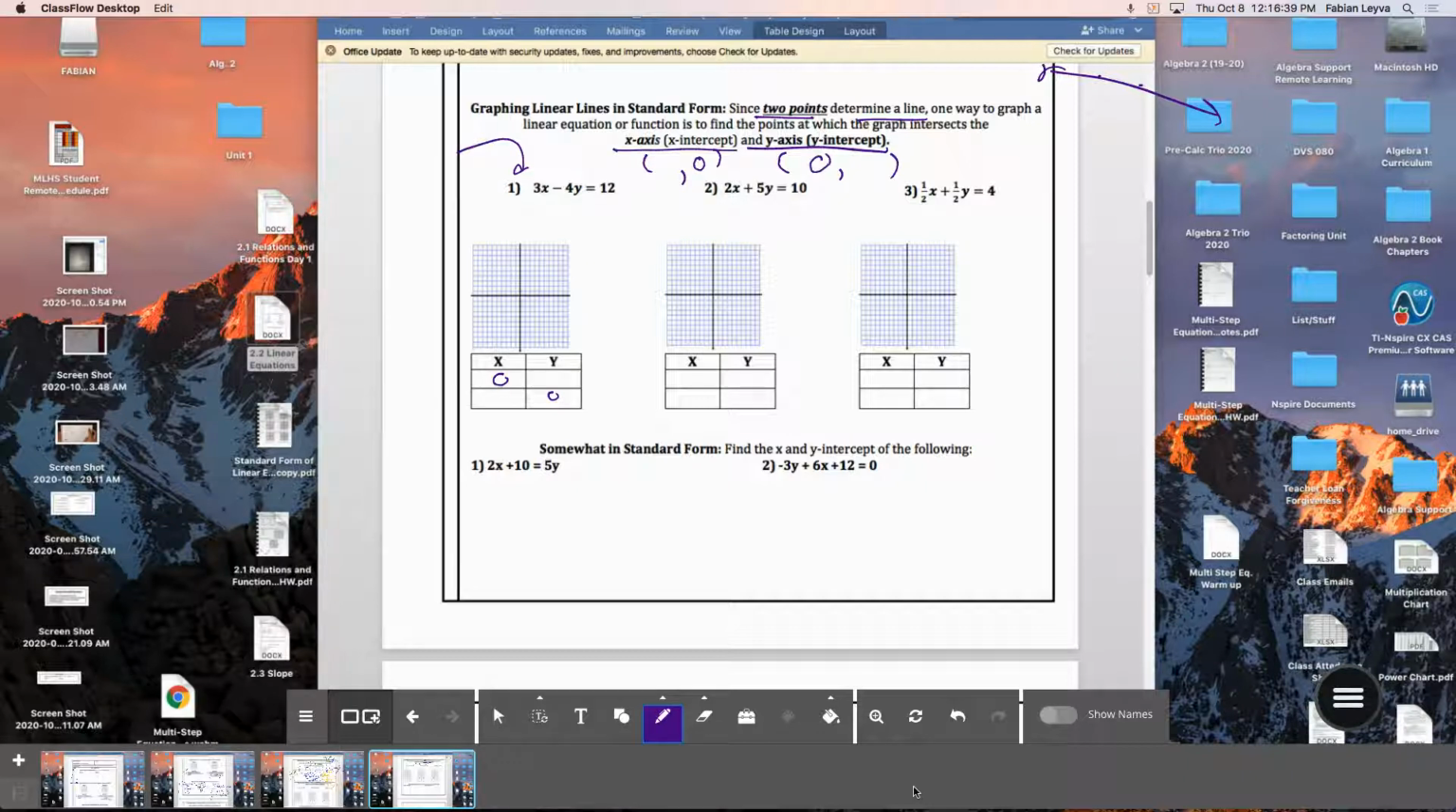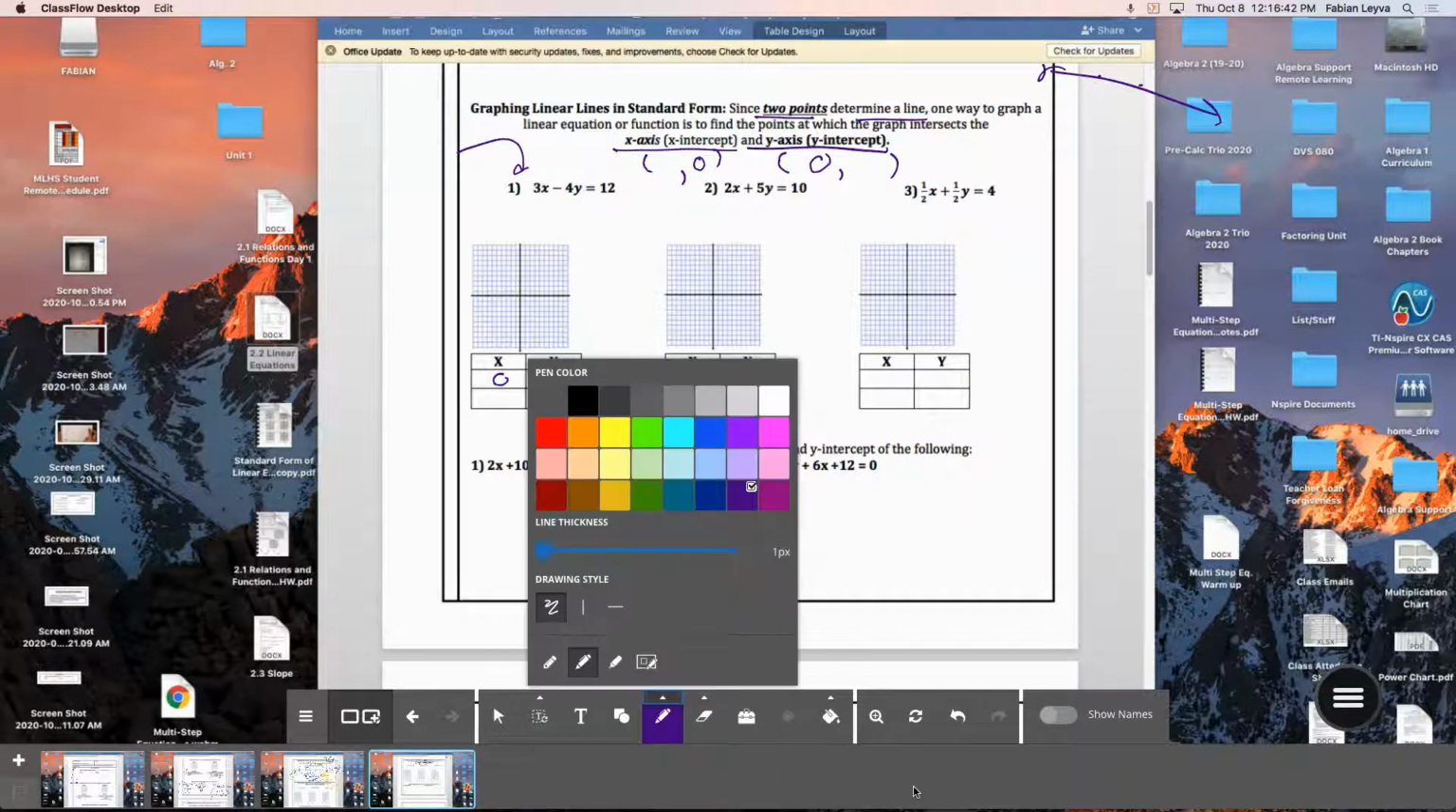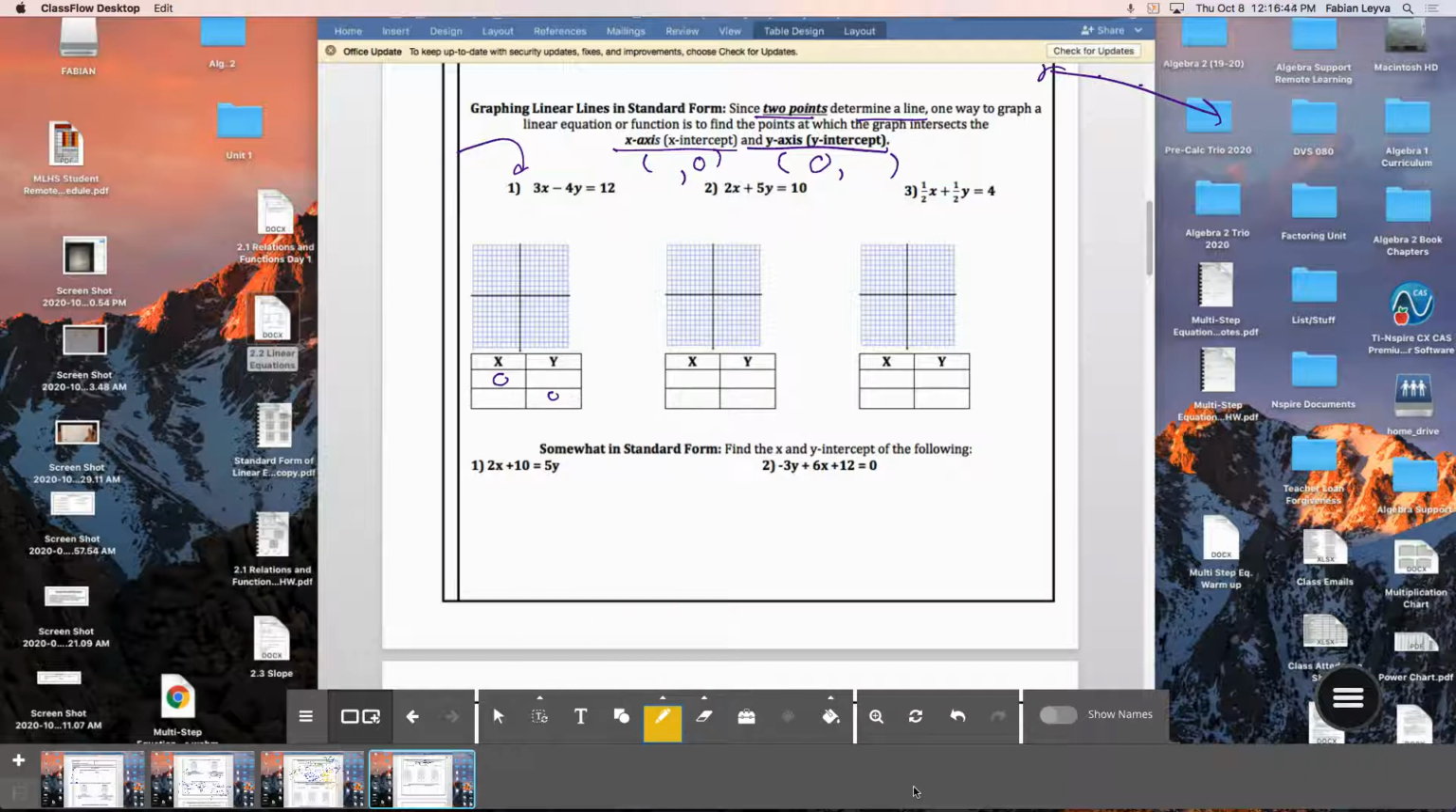Now watch how easy this is. I'm going to change colors so that you can see it a little bit better. I am going to start off with finding my y-intercept. I'm going to plug in a 0 for x and solve for y. 3 times x, which is 0, minus 4y is equal to 12. Notice that these cancel out. 3 times anything is 0. I'm left with negative 4y is equal to 12. To solve for y, I'm going to divide by negative 4 on both sides. I end up with y is equal to negative 3. Super easy to solve once you're in standard form.